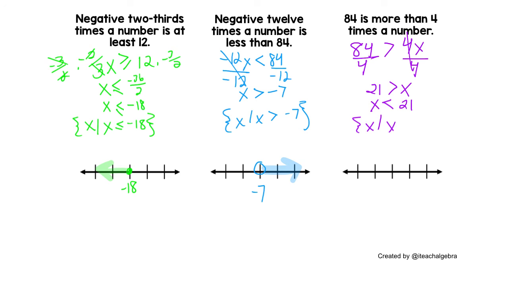Set builder notation, x given that x is less than 21. 21 is in the center, empty circle, shading to the left.